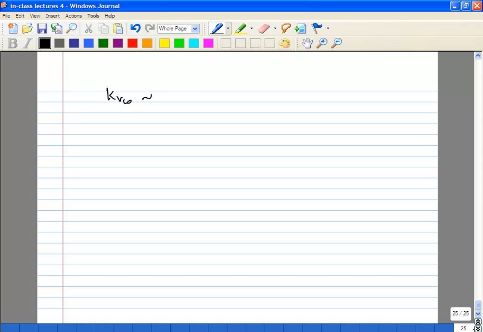So let's say KVCO is 50 megahertz per volt. The simulator will capture it perfectly, so you will see a noise hit. The thing is, what you want to see is how the noise is hitting you. What the simulator will do is show you a very bad noise at the output. So now, how do you go about optimizing noise?